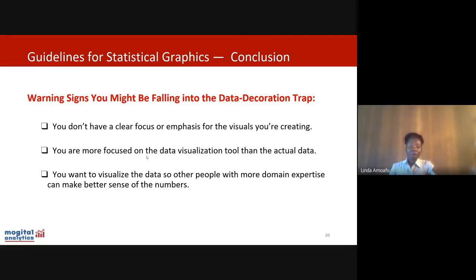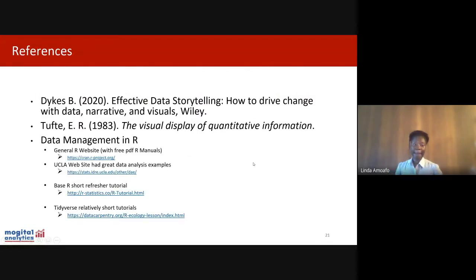So this is all that I have for the art of data analysis, and some references here that I wanted to share with you. If you want to know more about effective data storytelling, you could use Dykes' book on effective data storytelling, how to drive change with data narratives and visuals. And if you want to know more about the do's and don'ts of data visualization, you could also read Tufte's paper from 1953.